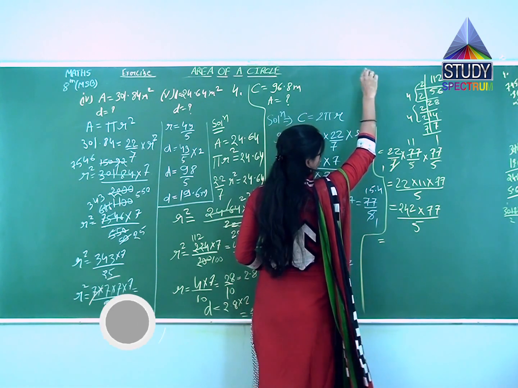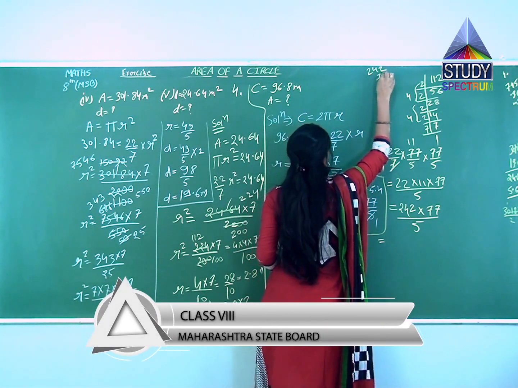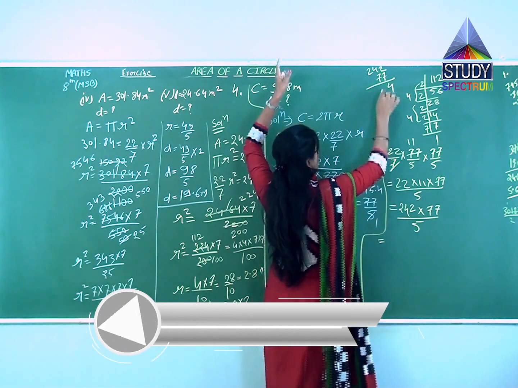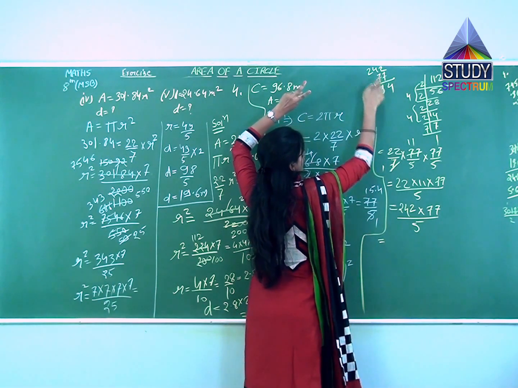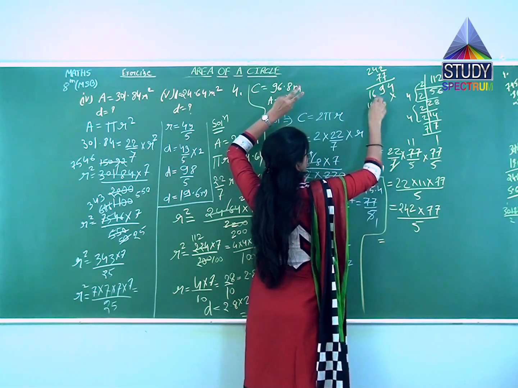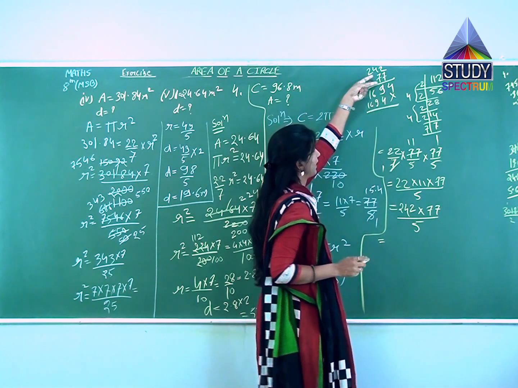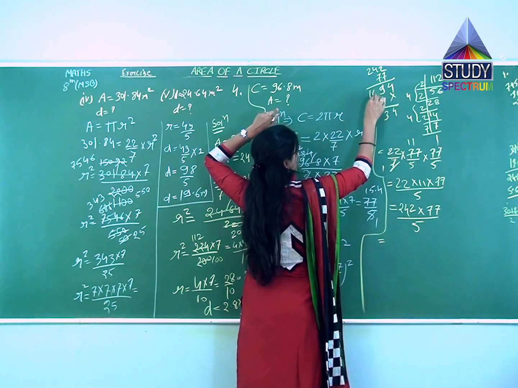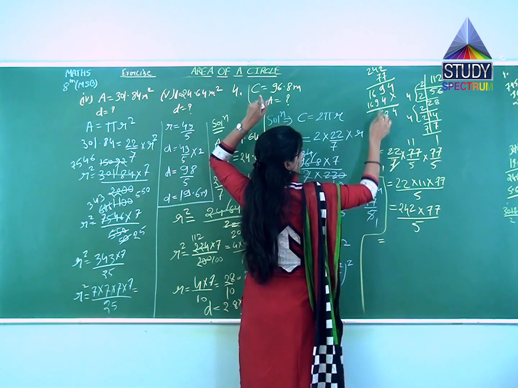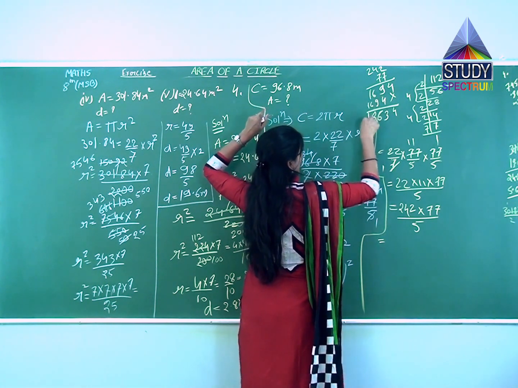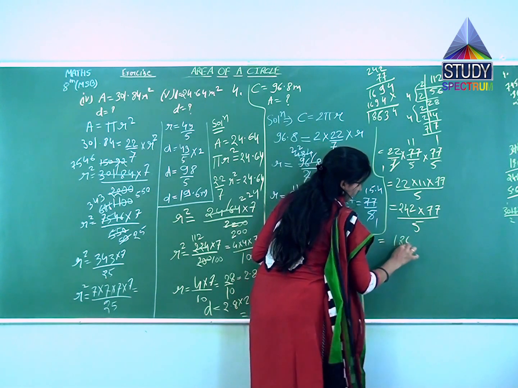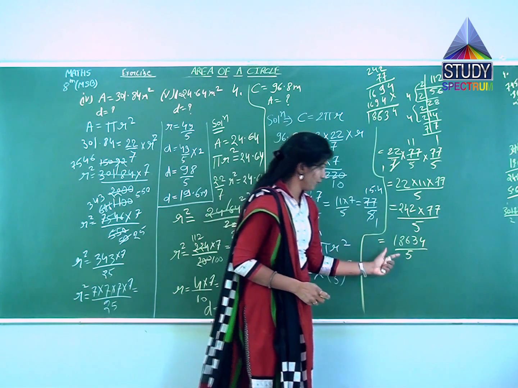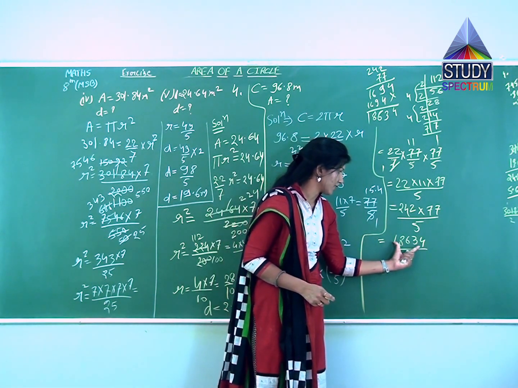Just have a look here. 242 into 77. 7 twos are 14, 1 carries. 7 fours are 28 plus 1, 29. 2 carries. 7 twos are 14 plus 2, 16. Again here 1, 6, 9, 4, because we are again multiplying by 7. 4, 9 plus 4, 13. 1 carries. 1 plus 6, 7. 7 plus 9, 16. 1 carries. 1 plus 1, 2. 2 plus 6, 8 and 1. 1, 8, 6, 3, 4 upon 5. Now we have to divide 18,634 by 5.